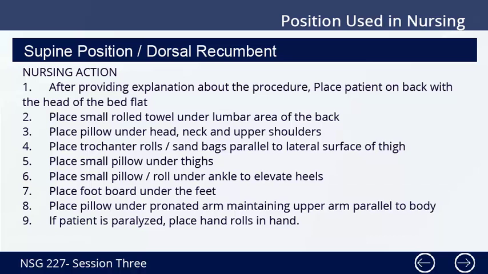8. Place pillow under pronated arm, maintaining upper arm parallel to body. It reduces internal rotation of shoulder and extension of elbows. 9. If patient is paralyzed, place hand rolls in hand. It reduces extension of fingers and abduction of thumb. Maintain thumb in slight adduction and in apposition.